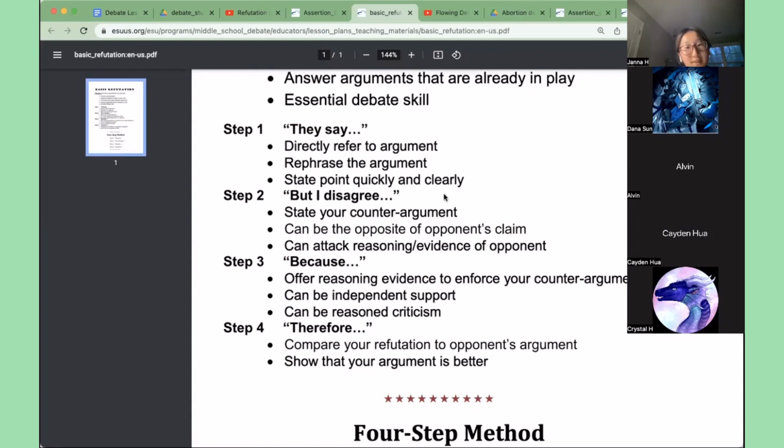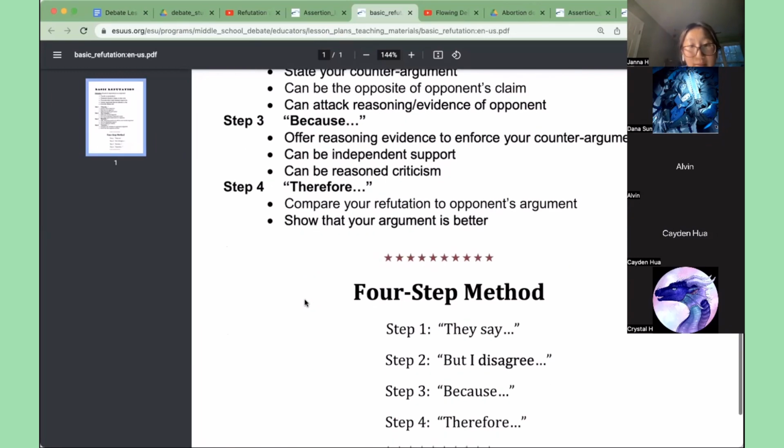Okay, so Alvin says they say fast food restaurants do more harm than good, but I disagree because it is a quick and easy alternative to restaurant food for busy people without much time. Therefore, fast food restaurants aren't as bad as they seem. So that's perfect. Step one would be they say, and then he said the claim, but I disagree. Alvin also said that, and then because they're a quick and easy alternative for busy people, and at the end, therefore, fast food isn't as bad as they seem.